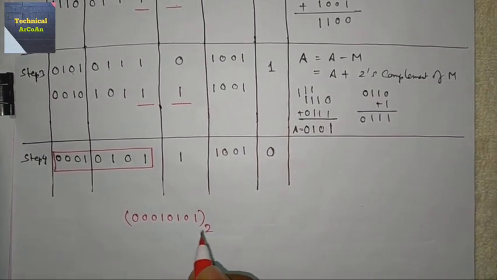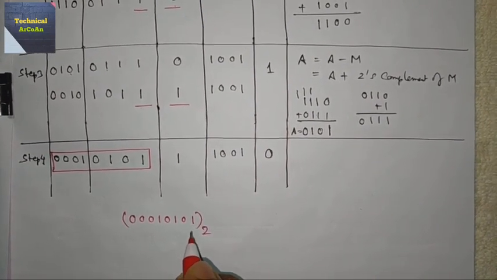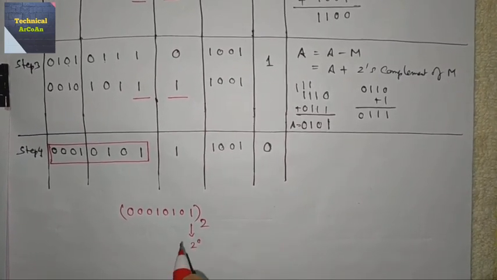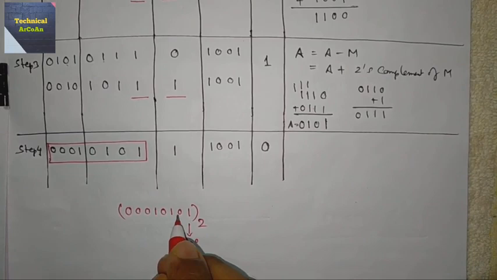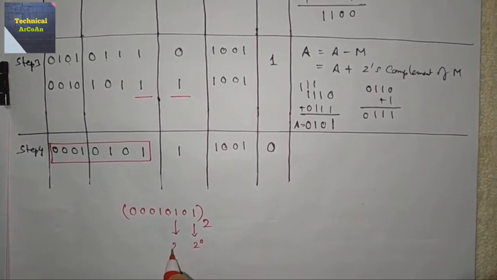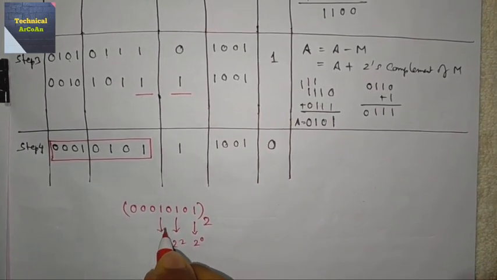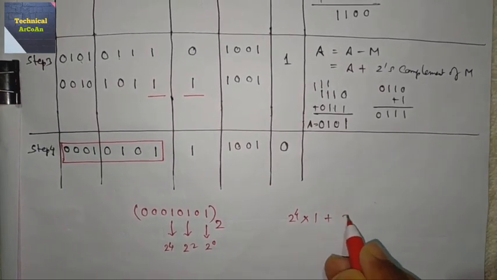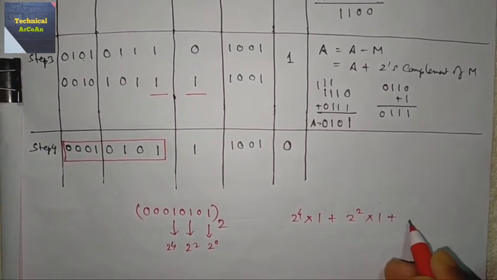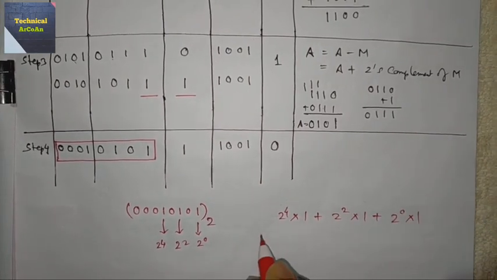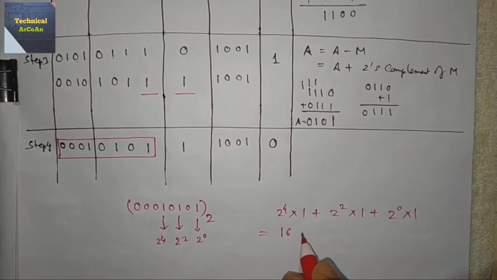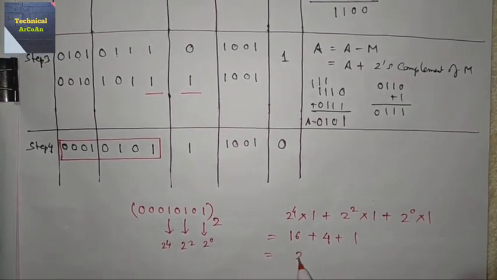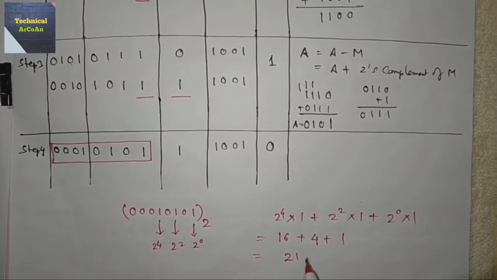Okay, now if we calculate in decimal, what do we get? We multiply by 2 to the power 0, 2 to the power 1, 2 to the power 2, 3, and 2 to the power 4. So 2 to the power 4 into 1 plus 2 to the power 2 into 1 and 2 to the power 0 into 1. 2 to the power 4 means 16, plus 2 to the power 2 means 4, plus 1. So the total will be 21. Okay, in decimal.